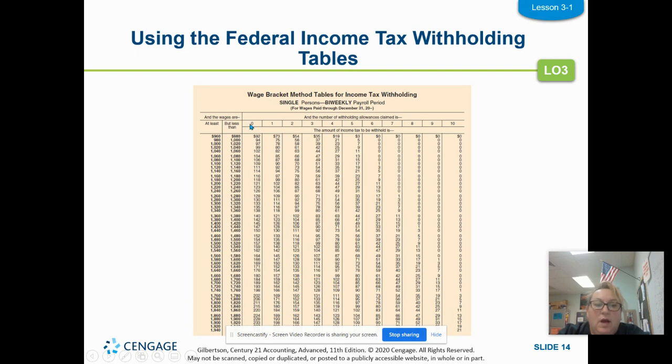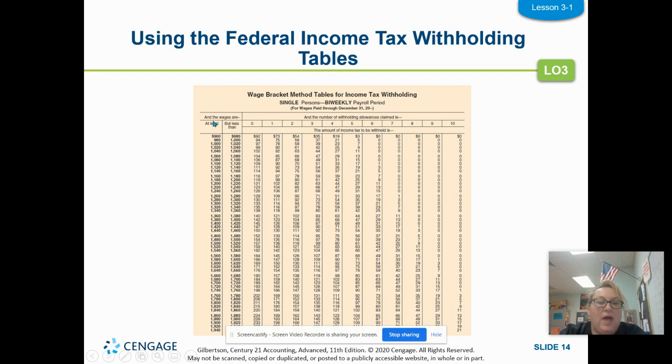So 0 is the highest withholding. And if you look at 10, unless you make a lot of money, they're not going to withhold any tax if you have 10 deductions. So basically you have 8 kids and you claim yourself and your wife, that's 10. You wouldn't pay any income tax until you made like $1,700 biweekly.